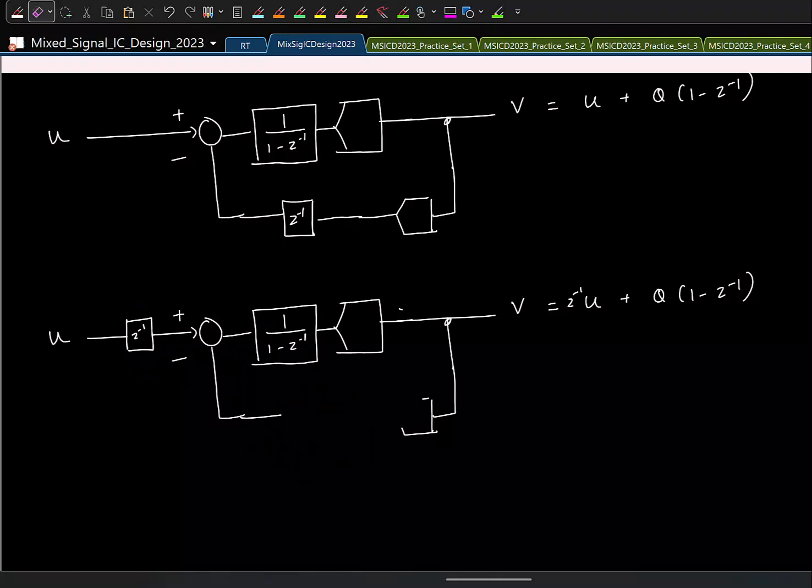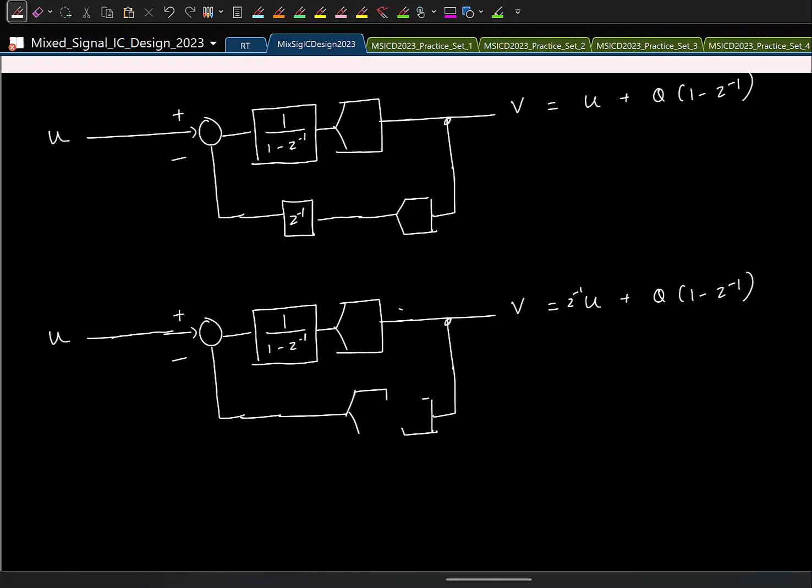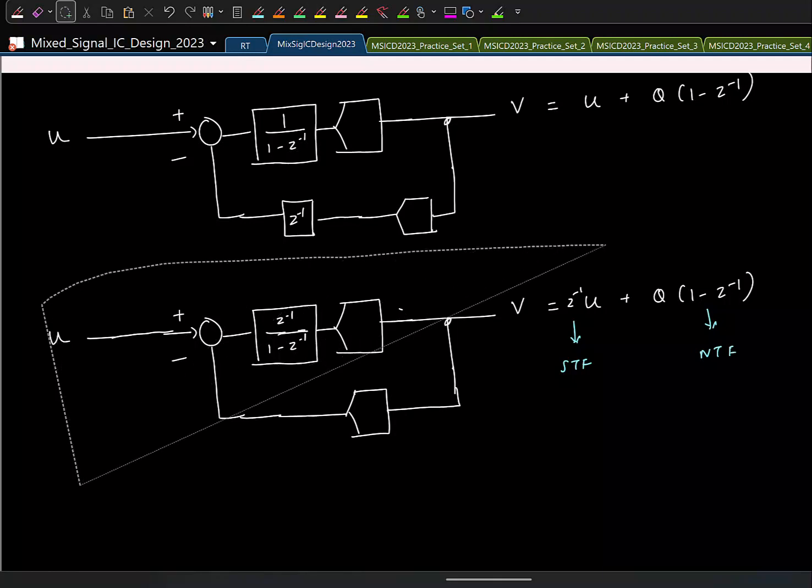So let me actually draw this. It's very slow. I'll draw the block diagram here nicely. And instead of this being 1 by 1 minus Z inverse, it is your delayed integrator. So now the signal transfer function is this, the NTF is the same. So this guy, let me again take it to the next page maybe.